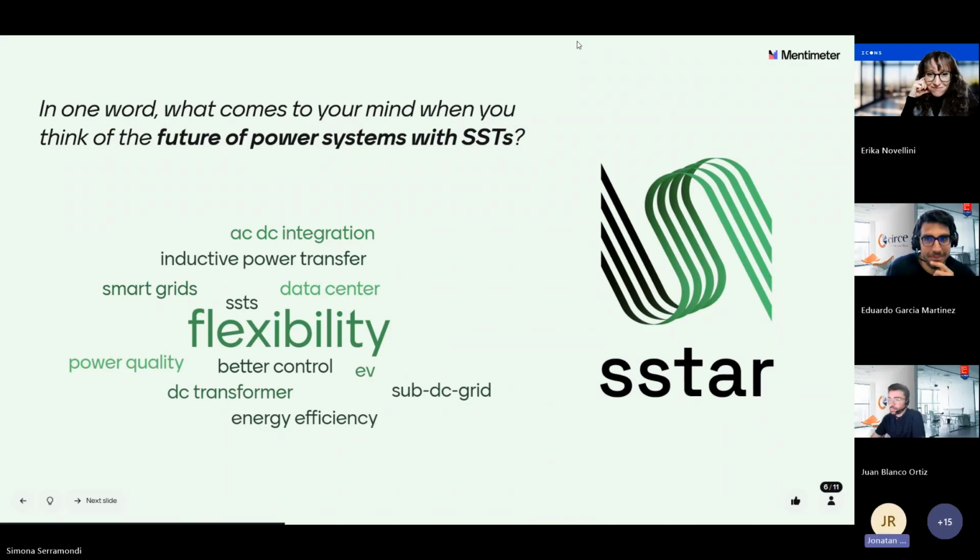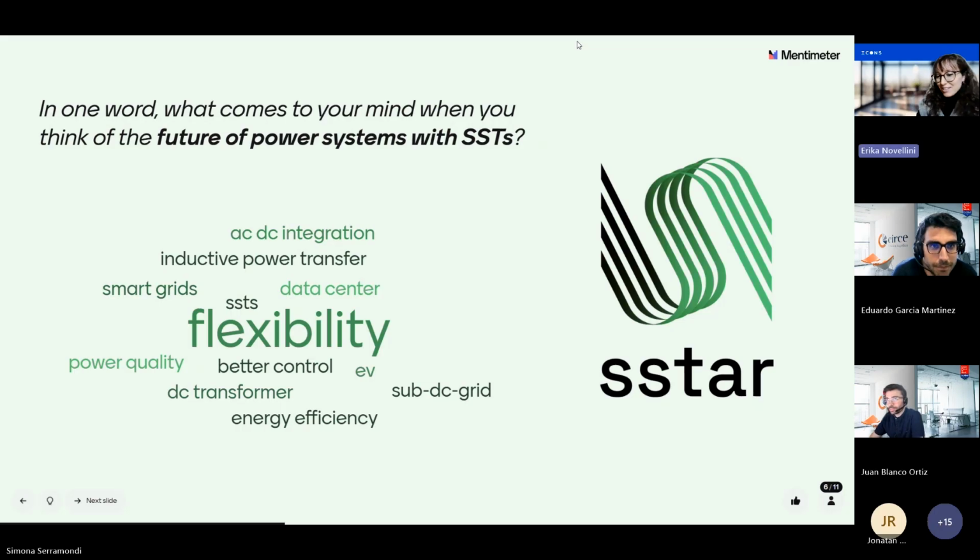So I think that it's one of the main objectives of not only SSTAR but also the SSTs, in order to increase the flexibility of the power grids. Yeah, Eduardo? Great. Yeah, you're right. Also, the controllability of this kind of equipment is one of the main objectives of why you are going to invest in this technology, because you need flexibility to interconnect all that you need depending on your necessity.